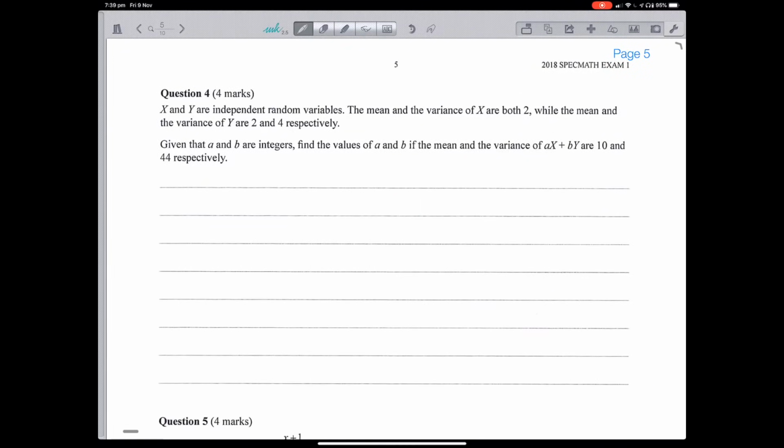Okay, x and y are independent. The mean and variance of x are both 2. So E of X is 2, Var of X is 2, and for Y, E of Y is 2, Var of Y is 4.